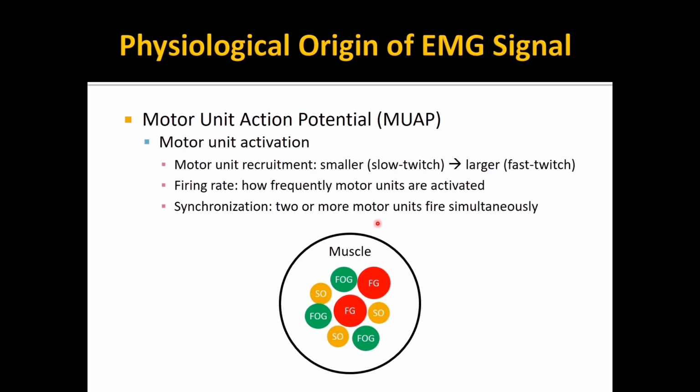This slide shows what factors can affect the motor unit activation. The motor unit activation can be affected by motor unit recruitment, firing rate, and synchronization. Motor unit recruitment means the number of motor units recruited. As you can see here, in a single muscle, you can have a mixture of different muscle fiber types: SO, FOG, FG. SO means slow twitch oxidative, FOG means fast twitch oxidative glycolytic, and FG means fast twitch glycolytic. Again, in a single muscle, we can have a mixture of different muscle fiber types. Smaller units will be used first, and the larger units will be used later. The firing rate means how frequently motor units are activated, and synchronization means two or more motor units fire simultaneously.